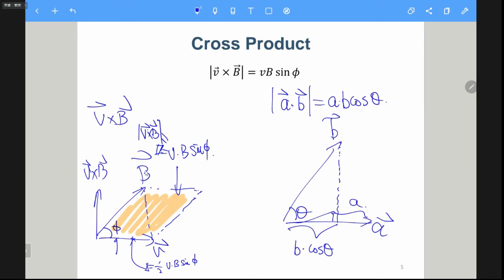So if V is parallel to B, then V cross B will have a magnitude of 0. If V is perpendicular to B, then V cross B will have a magnitude of VB, because sine of 90 degrees is 1.